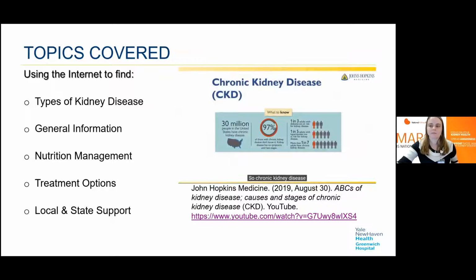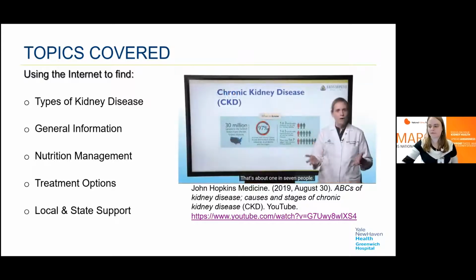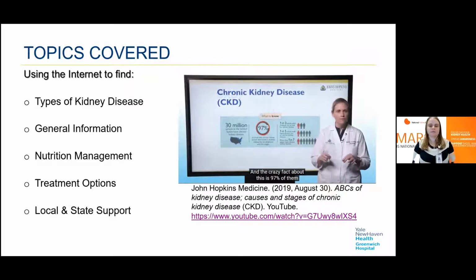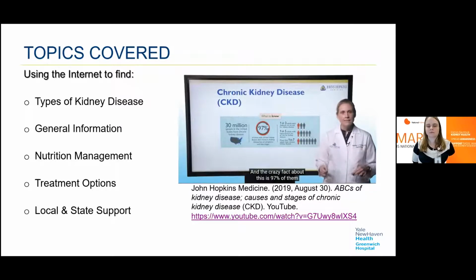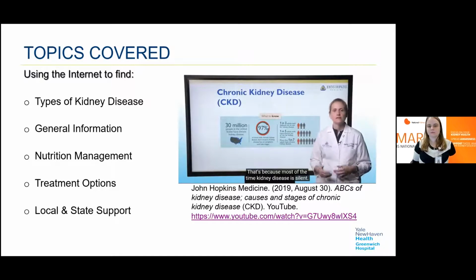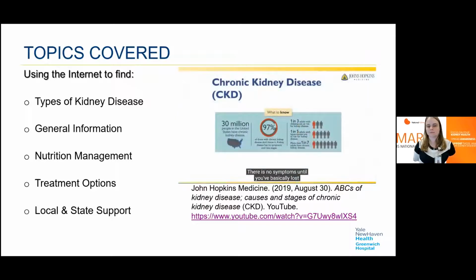So chronic kidney disease is a silent problem in the United States. There are 30 million people in the United States alone that have kidney disease. That's about 1 in 7 people. And the crazy fact about this is 97% of them have absolutely no idea they have kidney disease. That's because most of the time kidney disease is silent. There's no symptoms until you've basically lost 90% of your kidney function and you're getting close to needing dialysis.